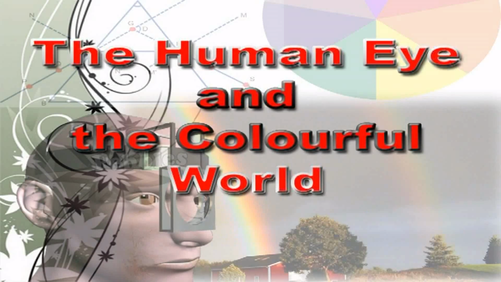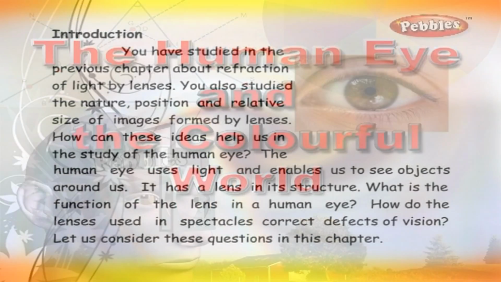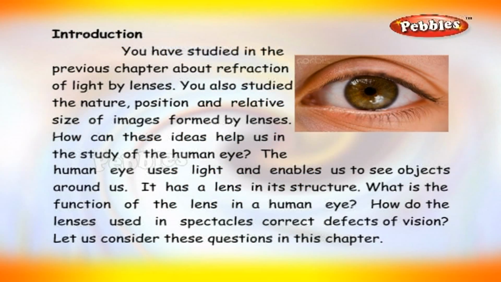The human eye and the colorful world. Introduction. You have studied in the previous chapter about refraction of light by lenses. You also studied the nature, position and relative size of images formed by lenses. How can these ideas help us in the study of the human eye?